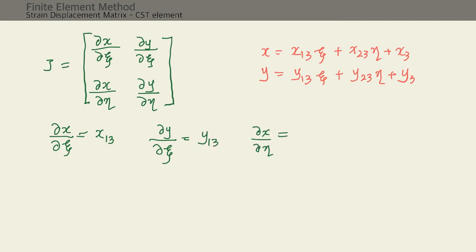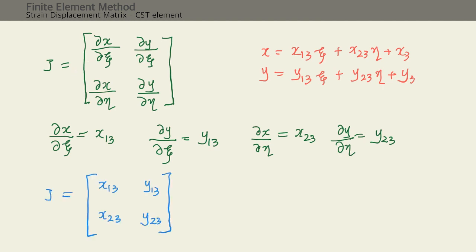Similarly, ∂x/∂η should be equal to x23, and ∂y/∂η should be equal to y23. Let's substitute these values in place of the derivatives. So we get the matrix J as this.